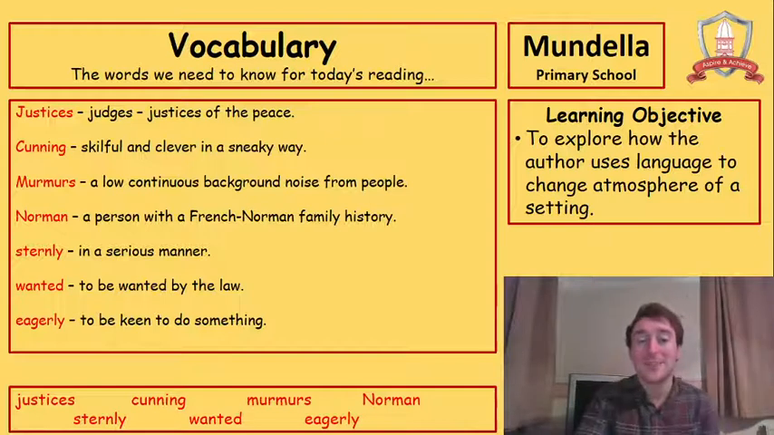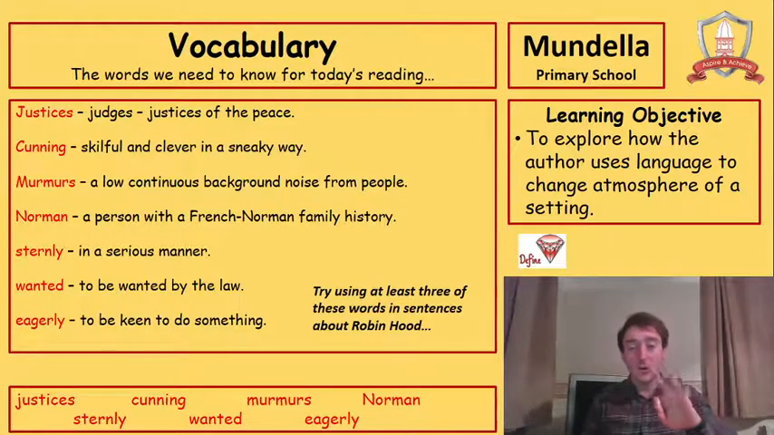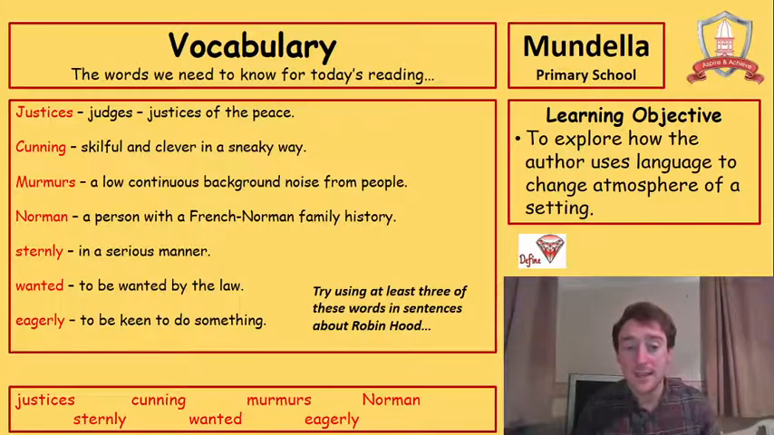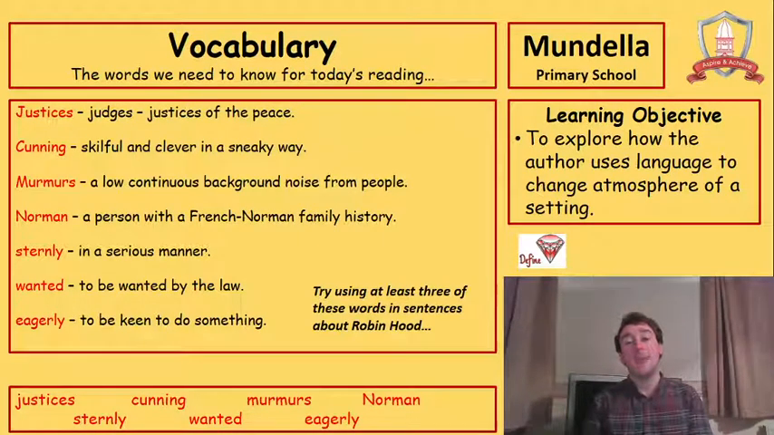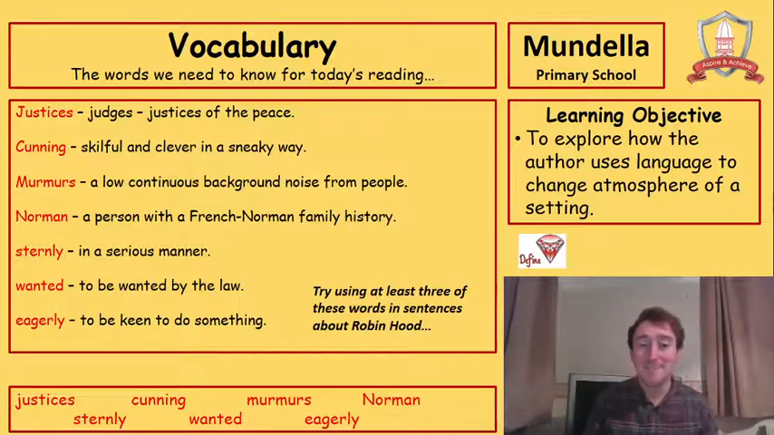Okay, those are our words for today's reading. What are we going to do with them? Well, we're going to try using at least 3 of those words in a sentence about Robin Hood. So I want you to choose any 3 of those words before we start today's reading, and then try to do 3 different sentences, remembering your capital letters and your full stops and other punctuation that you need. I want to see some great imaginative sentences which have Robin Hood in them as well. Once you've done that, you can unpause the video.